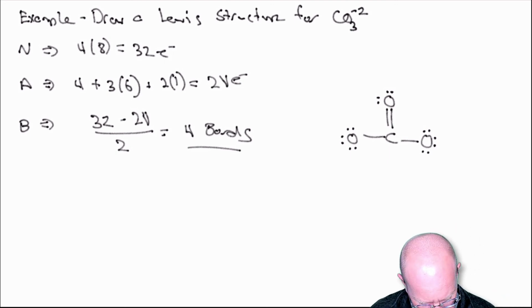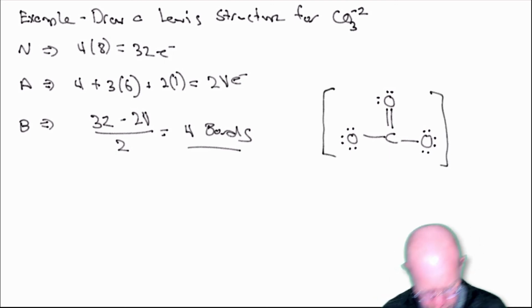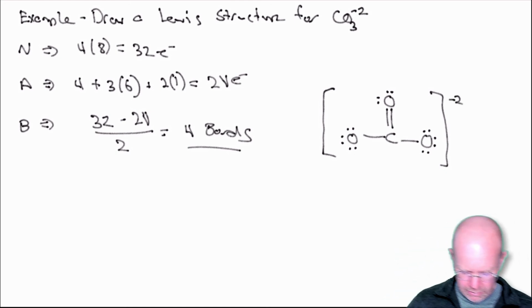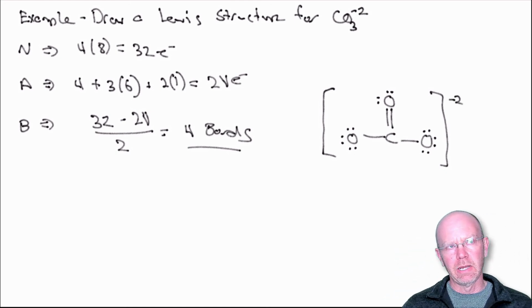We also know that this is an ion, and it has a -2 charge. 2 of those electrons came from the -2 charge, so we've got to make sure to remember to put that whole molecule, that polyatomic ion, into a bracket, and add the -2 charge outside of the bracket.